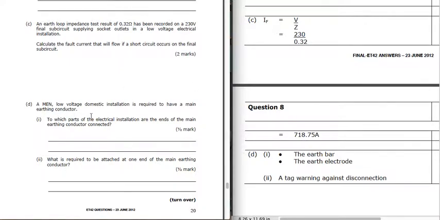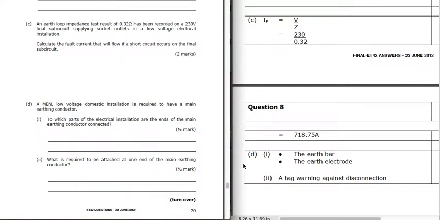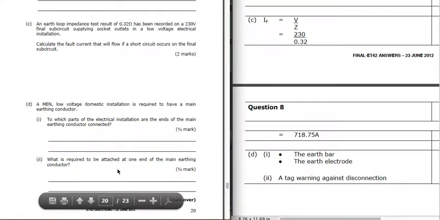A MEN low voltage domestic installation is required to have a main earthing conductor. To which parts of the electrical installation are the ends of the main earthing conductor connected? So this comes up again and again. The main earthing conductor, so at one end is going to be the earth bar and the other end is going to be the earth electrode. What's required to be attached at one end of the main earthing conductor? It's our tag warning against disconnection.